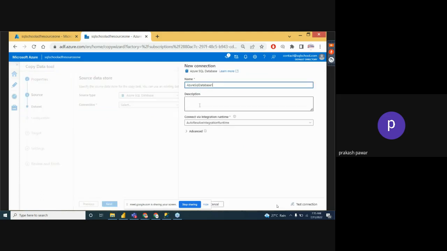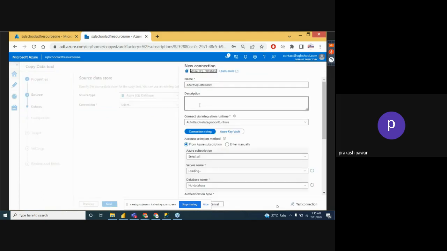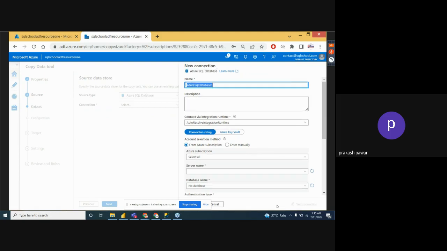New connection. Remember that connection is called linked service. I'll say Azure SQL DB. Linked service this way. I repeat again, connection is called linked service. Next. So we have the connection called linked service. Next step. Let's continue here.